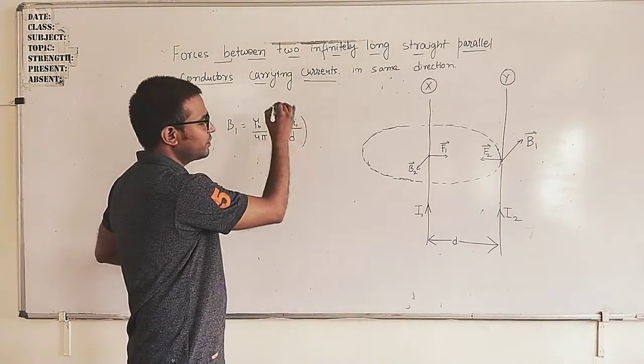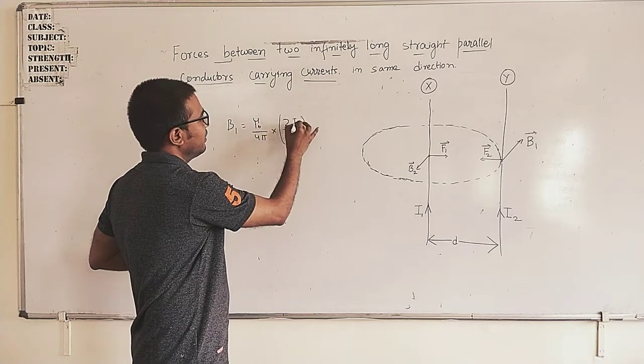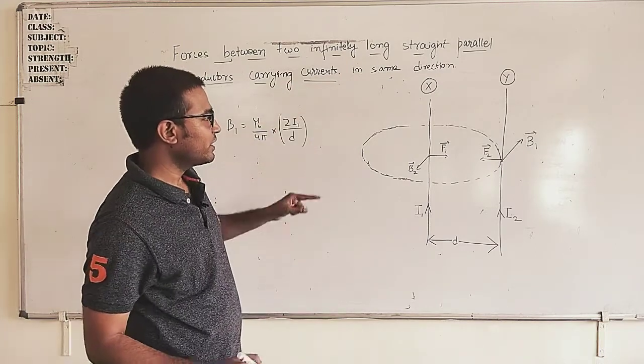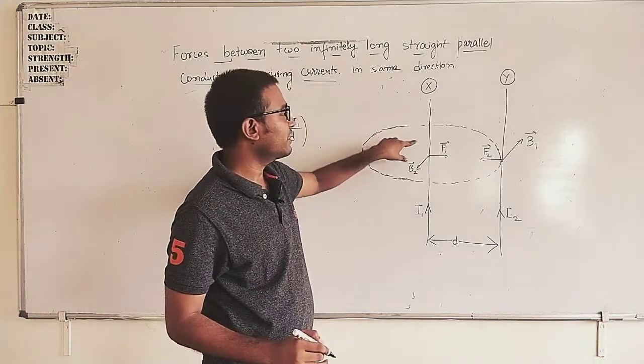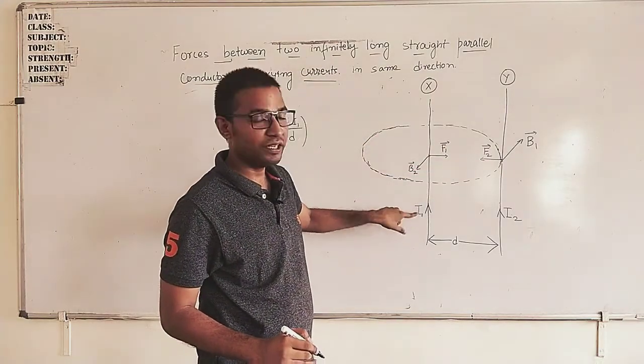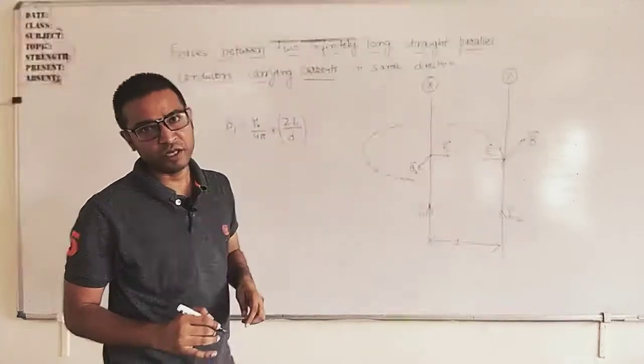So this one is the expression. Here this will be I1, because this B1 is due to this current I1, and this is why the I1 term is coming over here.